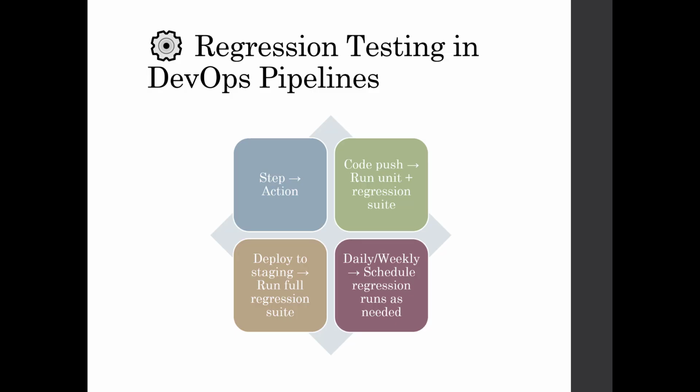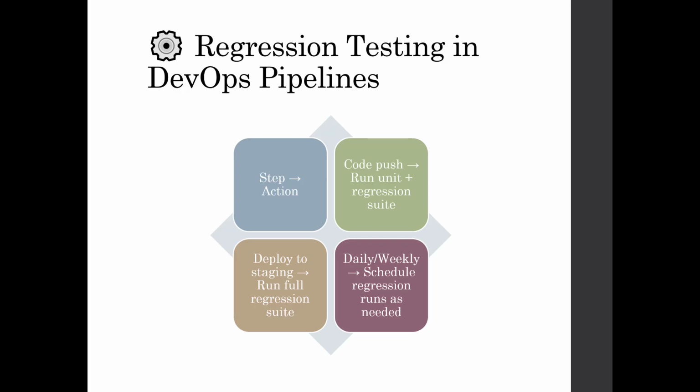So in our DevOps pipeline, regression testing fits in a nice little place. After a code push, you can have it run alongside your unit tests. Since our unit tests are those little pieces that are just testing one little something, like one little method, a regression test can also be testing one little something. And so it goes in there right alongside your unit tests.